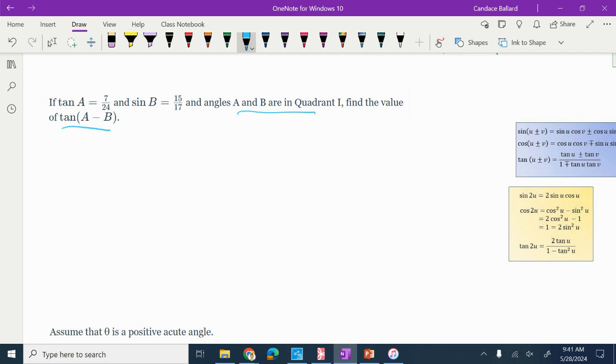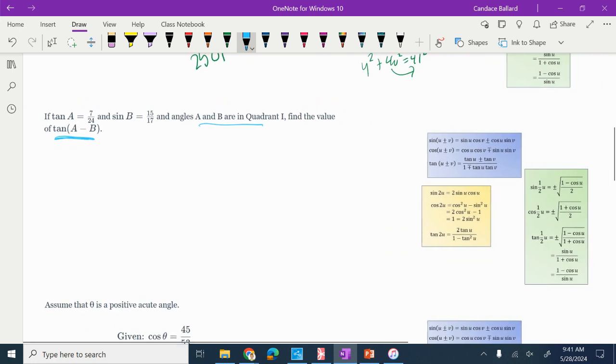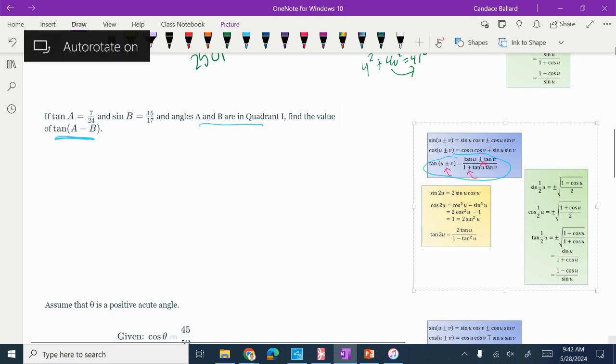I need to look for this in one of my trig formulas over here, and I notice that I'm supposed to be adding and subtracting something, so I'm going to use this formula right here. I'm starting with a subtraction, so that means on the top, I'm going to use a subtraction, but on the bottom, I'm going to use a plus sign. Okay, so let's set up what we know.